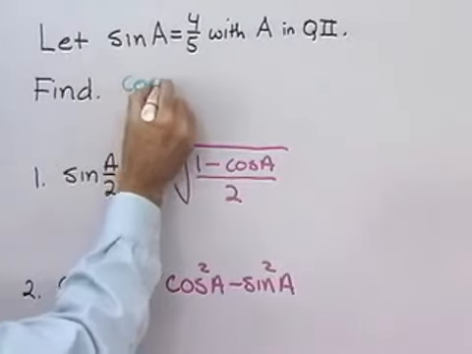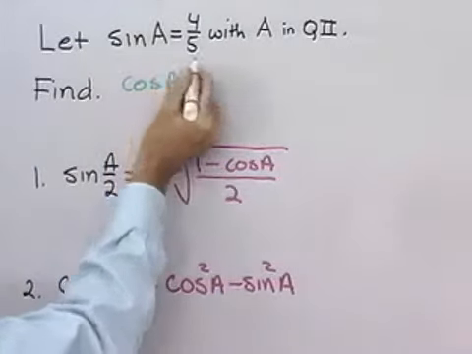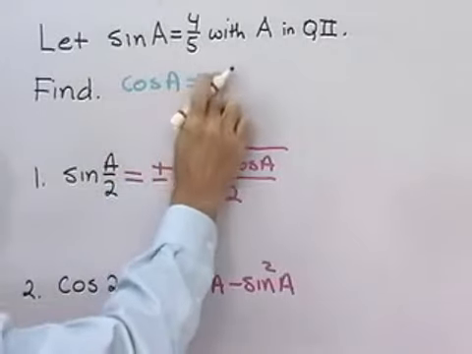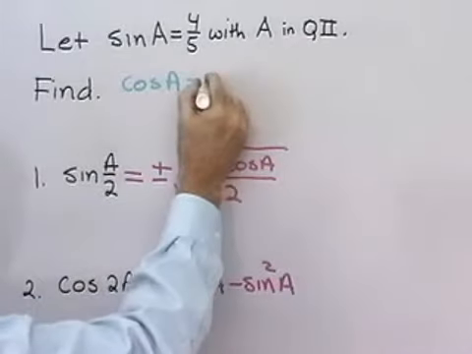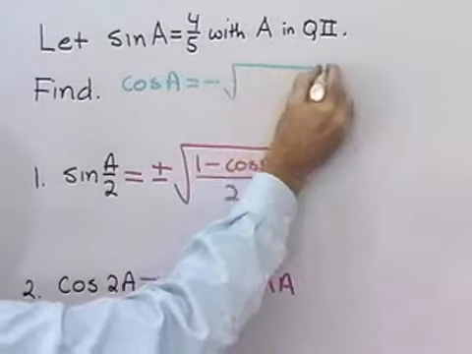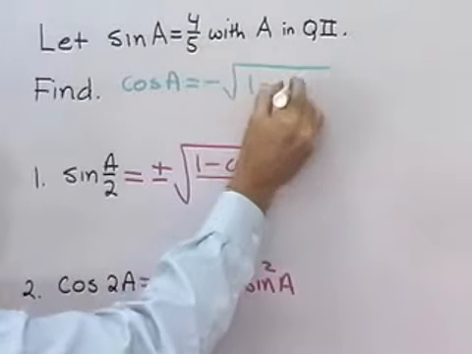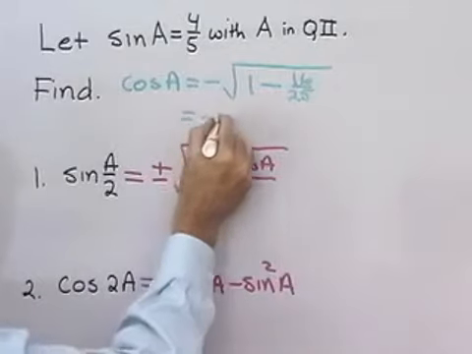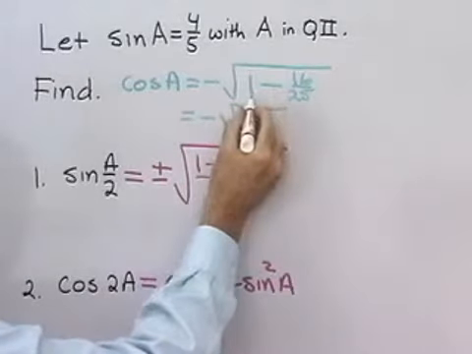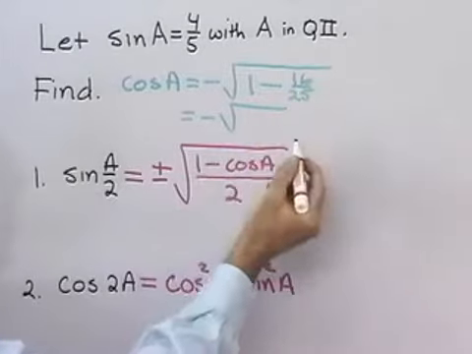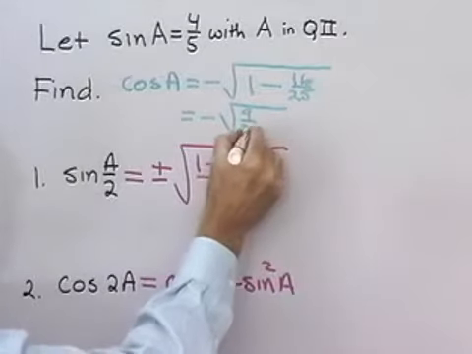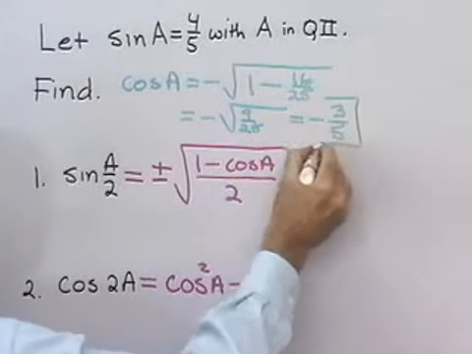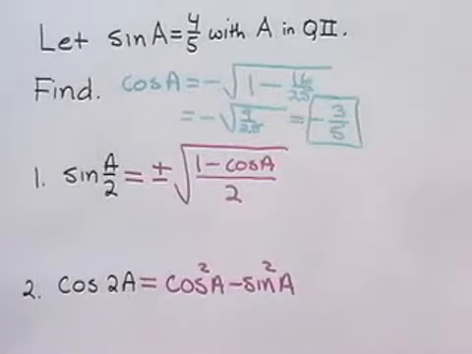Cosine of A, well, I could draw one of my little reference triangles and do it that way, but let's try an identity this time. Plus or minus, well, I know that A terminates in quadrant 2, so cosine is going to be a negative number. Minus the square root of 1 minus sine squared. Well, sine squared is 16/25, so 25/25 minus 16/25 is going to be 9/25. And just as you'd expect, this comes out 3/5. Probably knew that it was going to be that anyways. So that comes out negative 3/5.